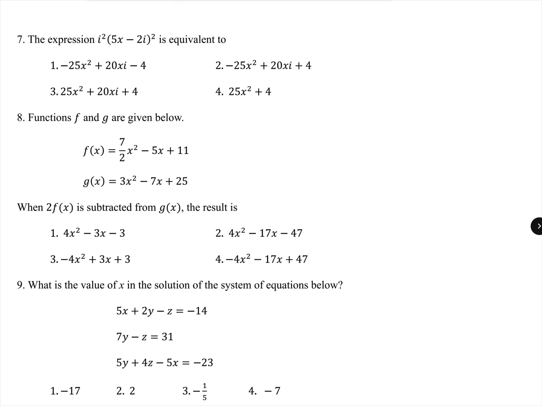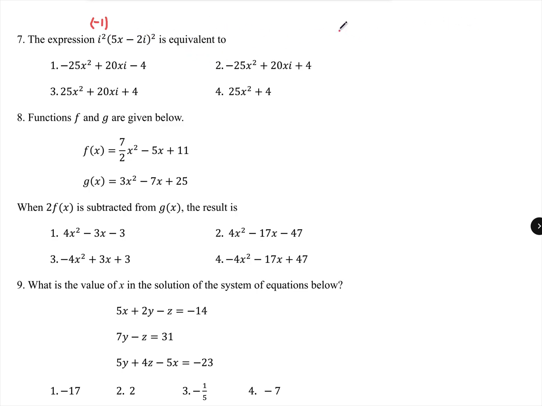So for number 7, you've got the expression i squared times (5x minus 2y) in parentheses, that's also squared, is equivalent to. The idea for imaginary numbers is you want to simplify them as much as you can. Right off the bat, I see i squared. I know i squared equals -1, so I'm going to write that over here. That means at the end, I'm really just going to switch the signs of whatever I get.